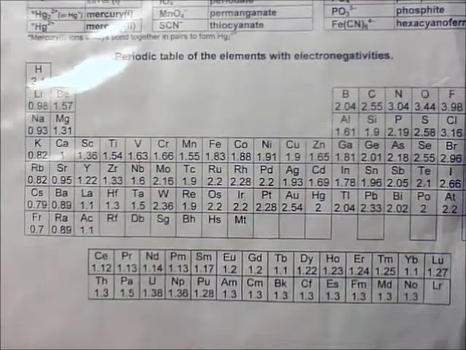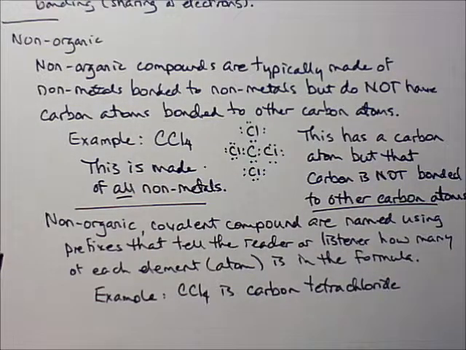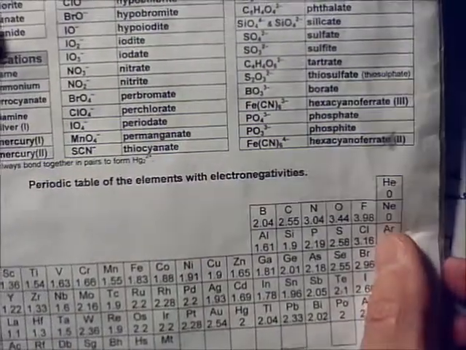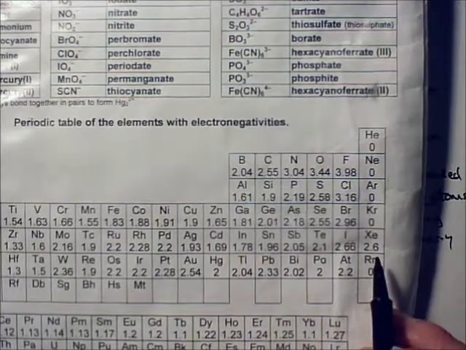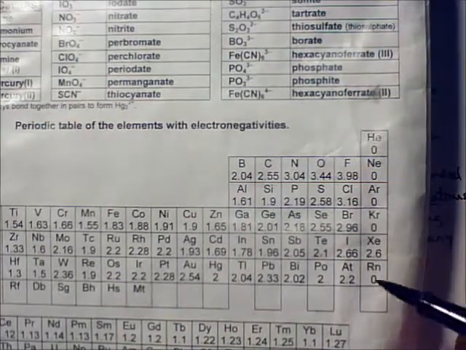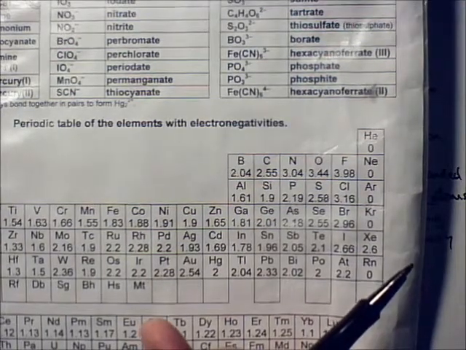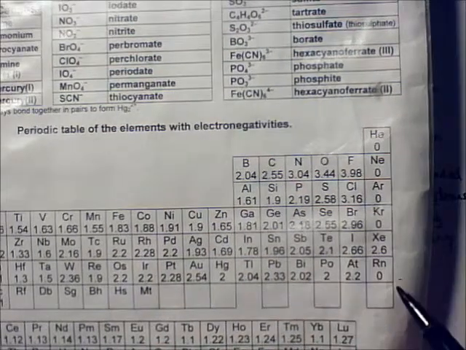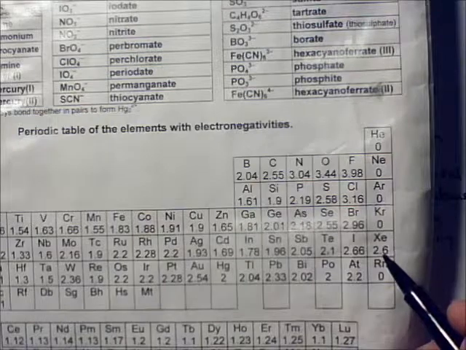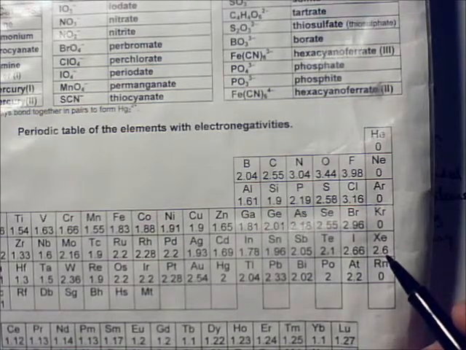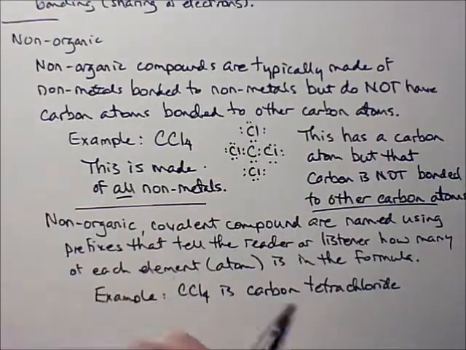Yes? On the noble gases, why does 18 sometimes have an electronegativity? I said, generally speaking, we consider the noble gases to have no electronegativity, correct? Generally speaking means there are exceptions. In fact, you can get xenon, even though it's a noble gas, to bond with other elements. And that's why it's assigned an electronegativity. That's a good question, though.